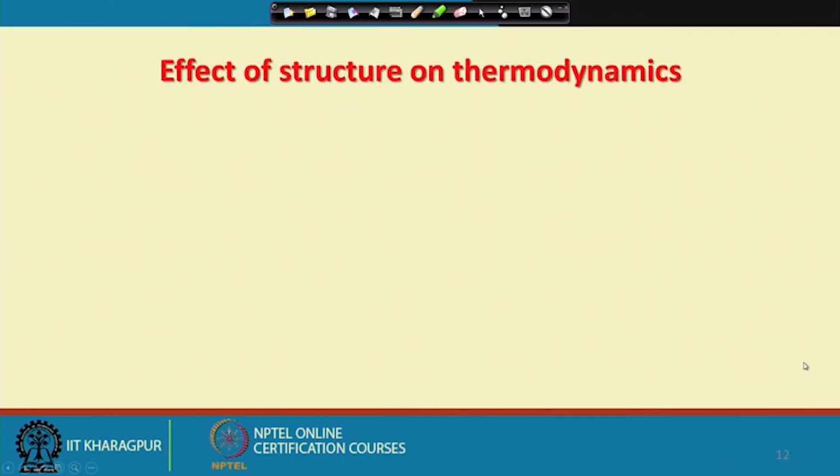Now, at this stage, we are trying to understand the effect of the underlying structure of the molecule on thermodynamics. So, let us try to understand what I mean by the effect of internal structure of the molecule on the thermodynamic property of the system.